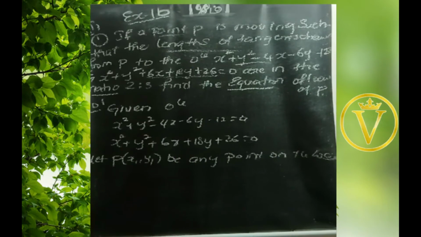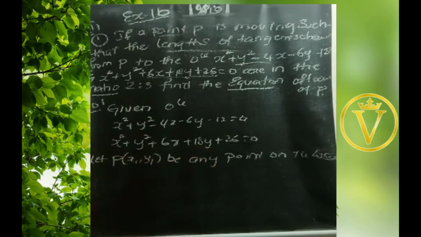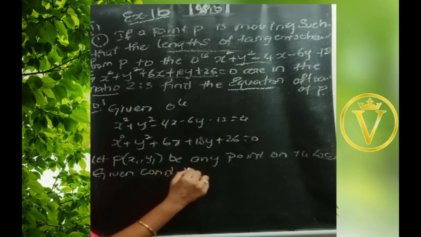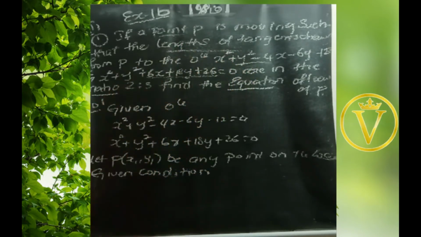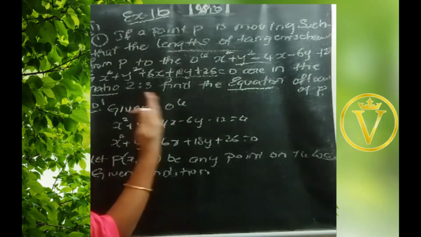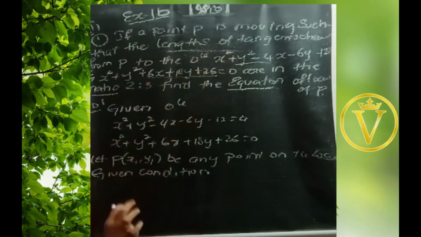In earlier questions we discussed the point on the position. Here it is the locus. What is the given condition? They gave one condition: the lengths of the tangents drawn. The length of a tangent is nothing but root S11. They have given two circles, and the tangents are drawn to them.